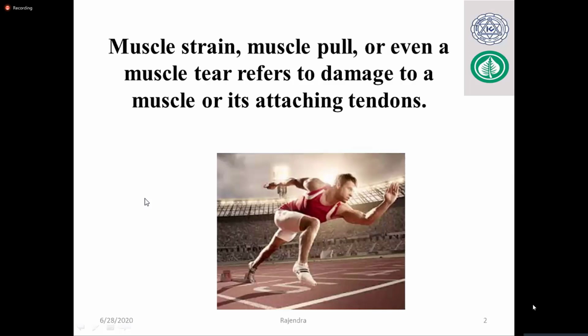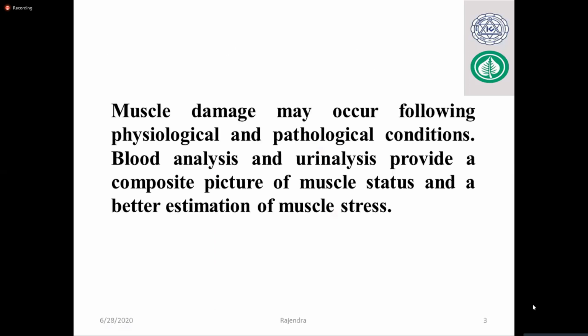Suppose we love to play and definitely we have some degree of muscle damage. That is physiological. But pathological means, suppose you get an accident or you have some disease or get some trauma or something like that, that is a pathological condition. So we will discuss more about pathological conditions rather than physiological. Yes, muscle damage may occur following physiological and or pathological condition.